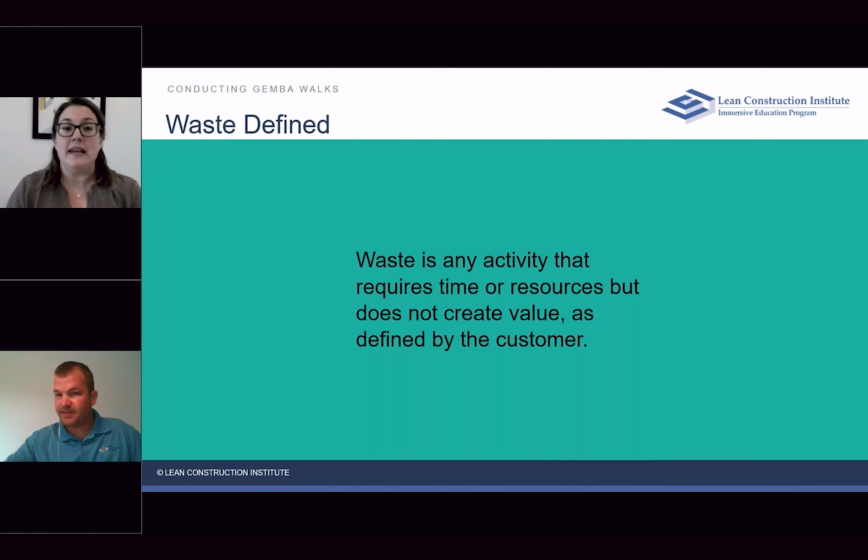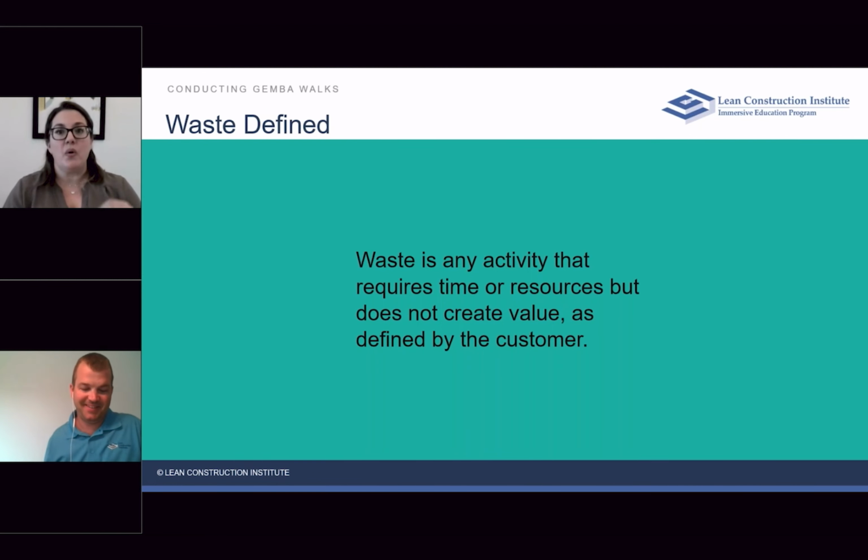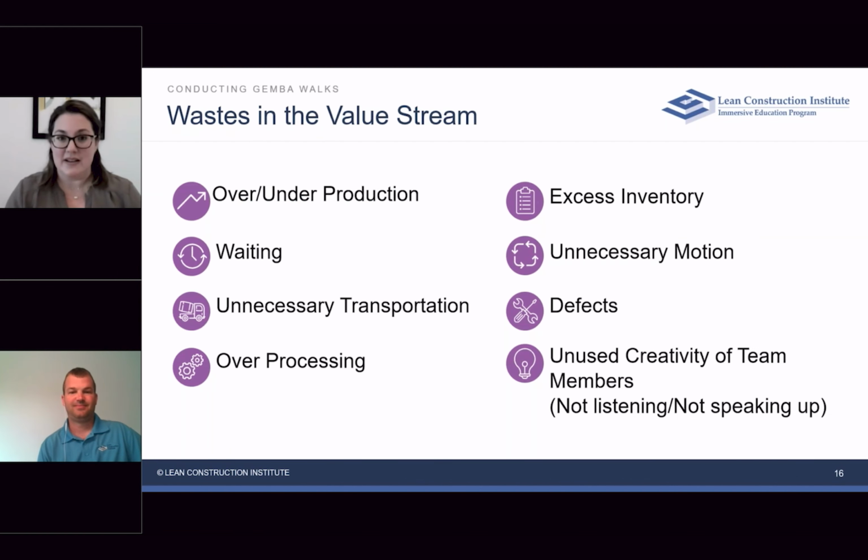A great way, an easy way to go to Gemba is to go and look for waste. So waste is defined as any activity that requires time or resources but does not create value as defined by the customer. Ryan and I are going to go through the 8 wastes that are out there, give you a better understanding, and we're going to provide some examples as we go through this too.